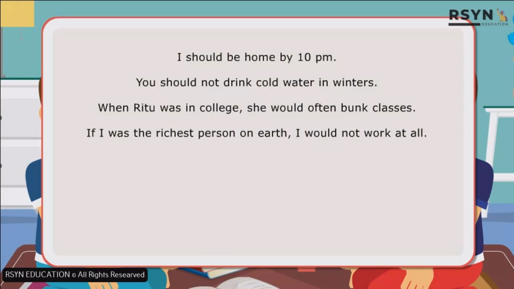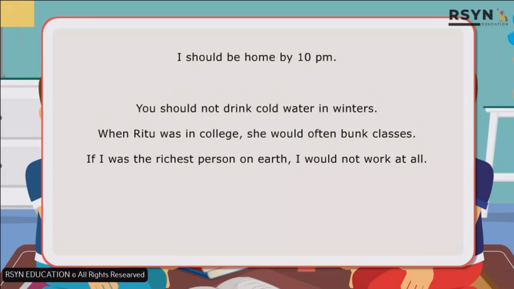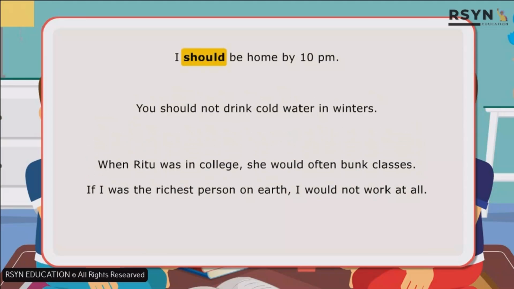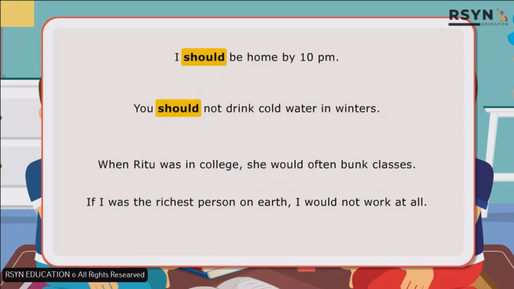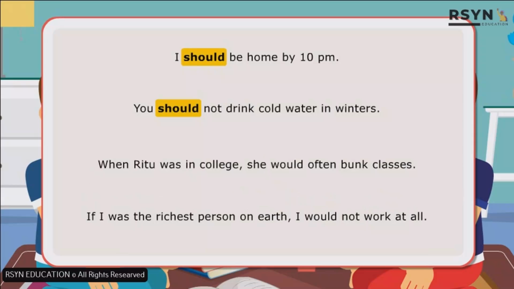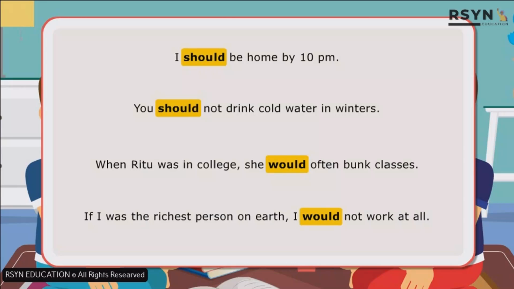In the first sentence, should has been used to express a probability. In the next sentence, should has been used to offer an advice. In the third sentence, would has been used for a past habit. In the last sentence, would has been used in a conditional sentence in respect to a hypothetical situation.